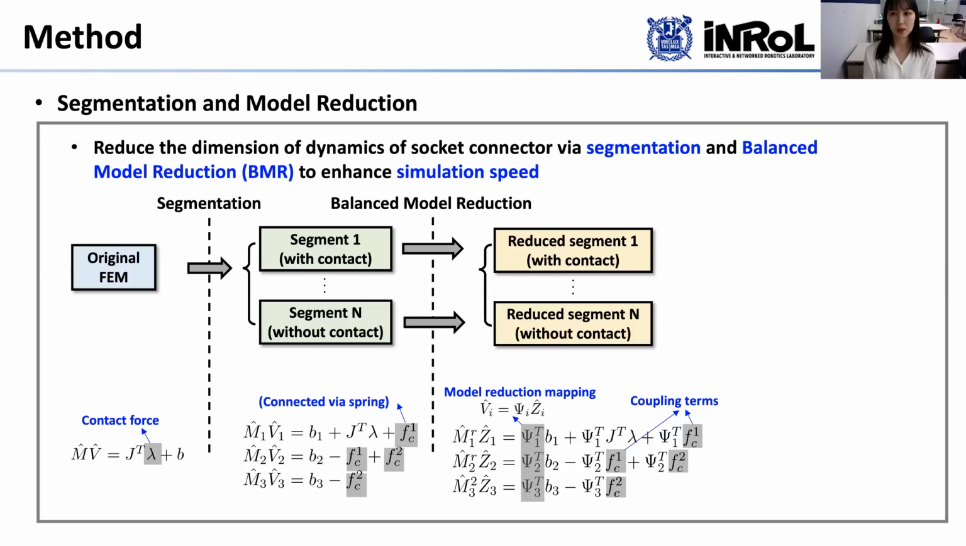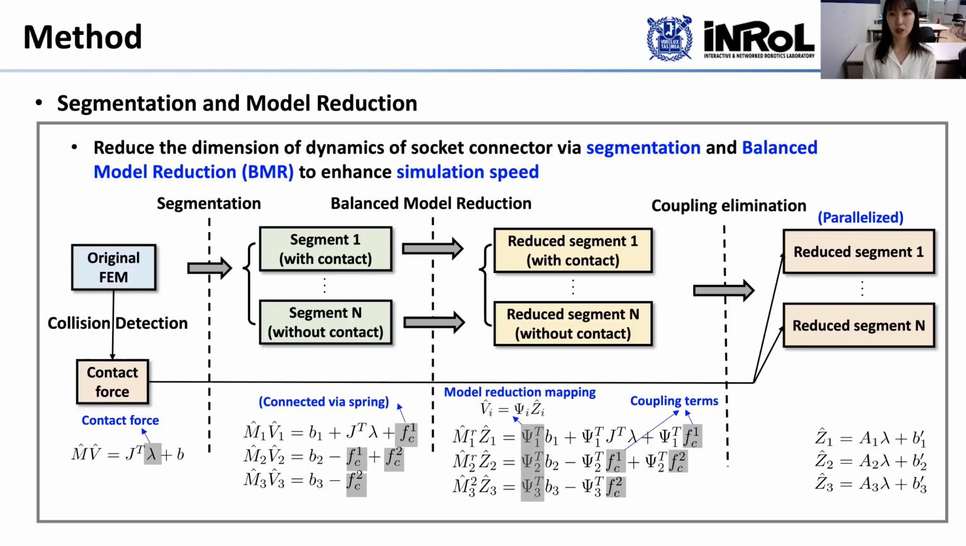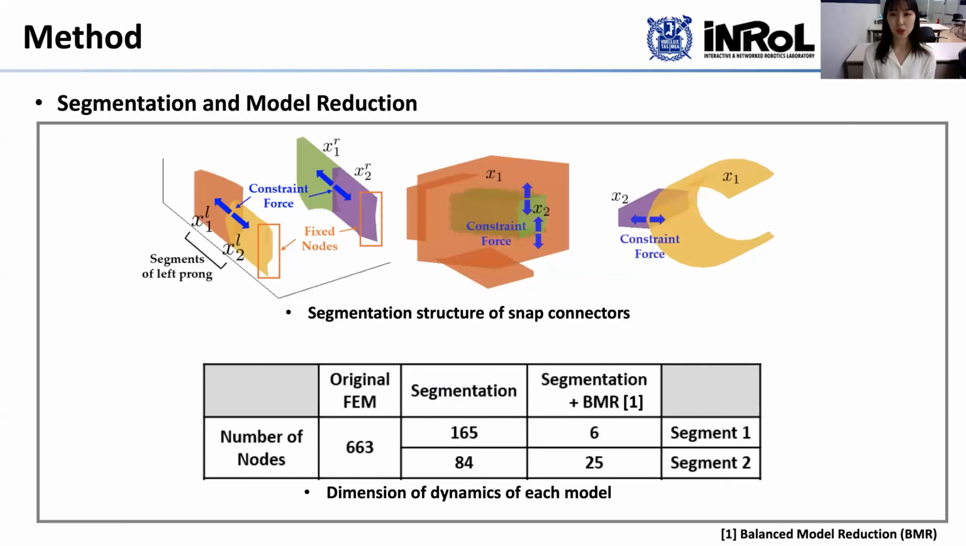However, since coupling terms are still remaining, each equation cannot be solved separately. To circumvent the problem, we analytically eliminate the coupling terms via Schur complement. With contact force calculated from the original FEM, we can solve the dynamics of each segment in parallel. Also, every matrix used for calculation can be pre-calculated. This figure shows three different snap connectors, which are segmented into two segments. After segmenting and applying BMR, the dimension has reduced drastically.